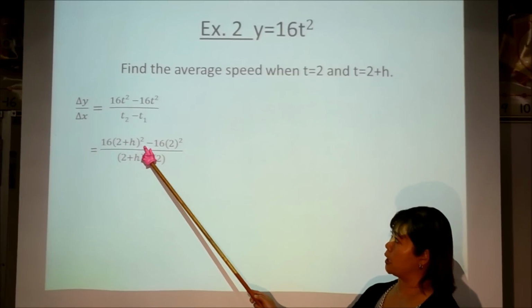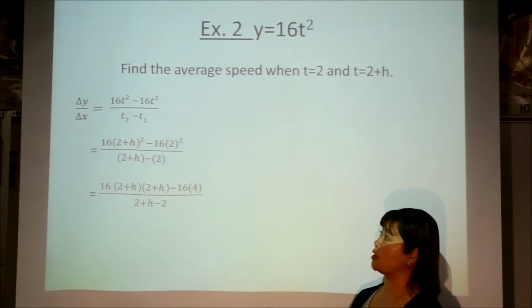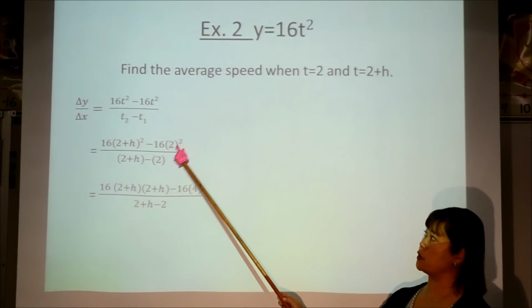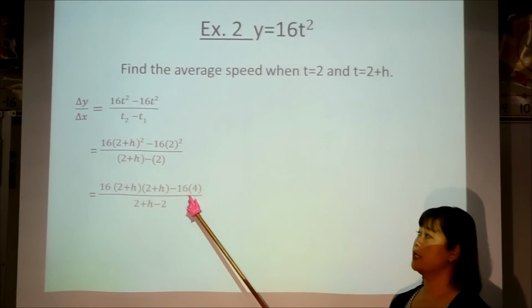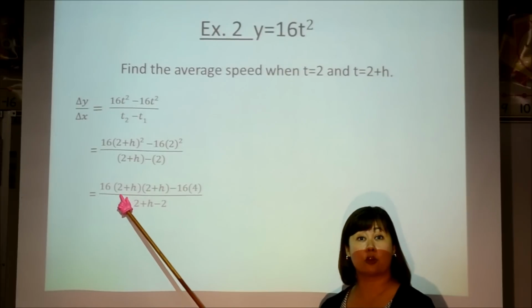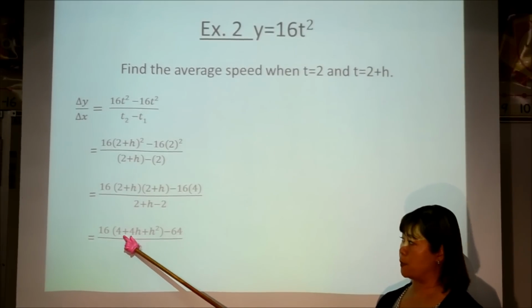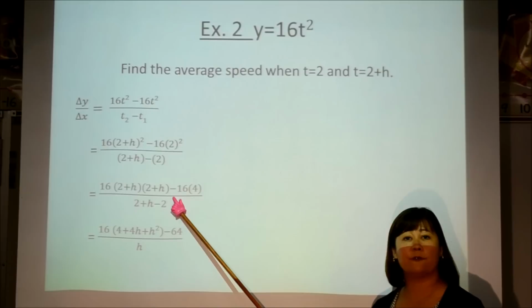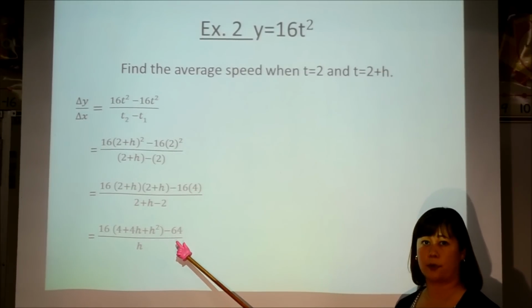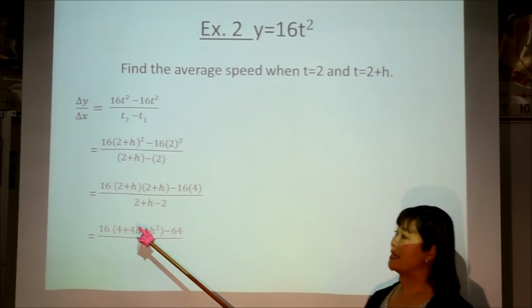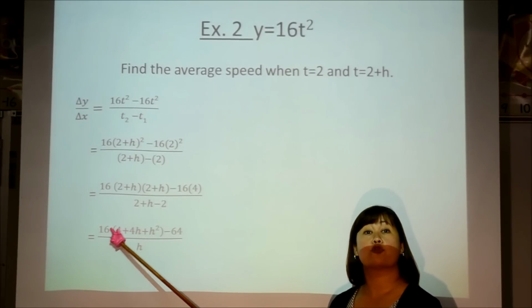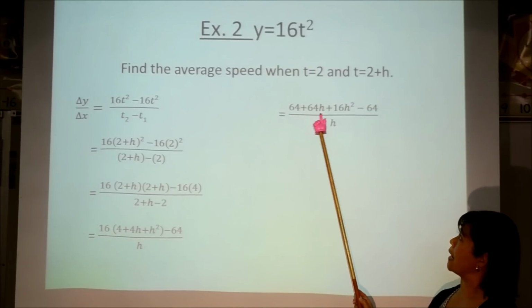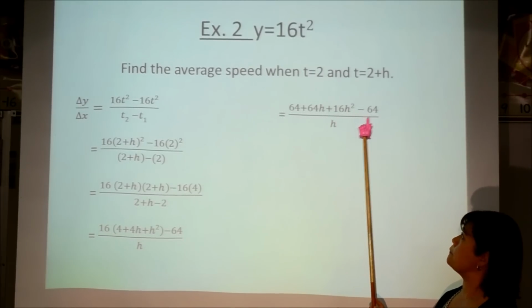We have this square right here, which means that you have 2 parentheses. So let's break those parentheses apart. And from here, my 4 right here is coming from 2 squared is 4. So that's where I got this 4. Now from here, with the 2 parentheses, let's go ahead and distribute or FOIL it out. And that's going to give us this part right here. Notice I also get 64 right here because it's 16 times 4. I'm trying to simplify as much as possible and get rid of parentheses. So that's where 64 comes about. My next algebra step is to take the 16 and distribute it inside the parentheses. So let's do that. 64 plus 64h plus 16h squared minus 64, all over h.